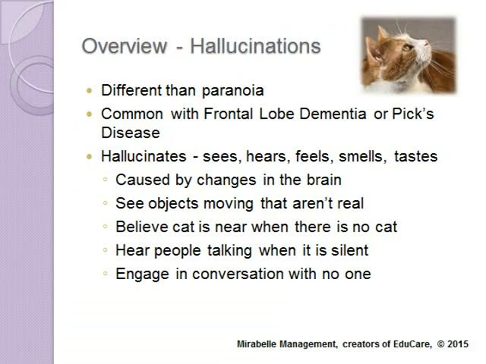Hallucinations are different than paranoia. Common with frontal lobe dementia or Pick's disease, when a person with dementia hallucinates, he sees, hears, feels, smells, and tastes something that isn't there. This is caused by changes in the brain. The individual may see objects moving in front of them that are not real. They may believe that a cat is nearby when there is no cat. They may hear people talking when it is completely silent. They may even engage in a conversation with an individual even though the person isn't there or isn't real.